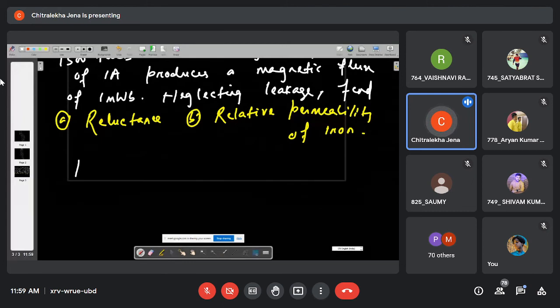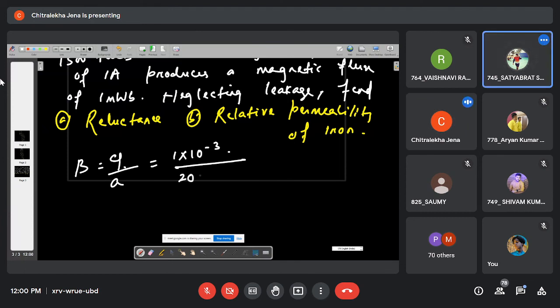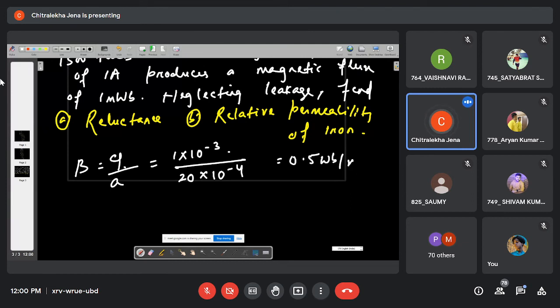B is equal to how much? Tell me. B is flux divided by A. Phi is given in the question as 1 milliweber, that is 1 into 10 to the power of minus 3, divided by A, which is given as 20 centimeter square, that is 20 into 10 to the power of minus 4. So this will come as 0.5 Weber per meter square.